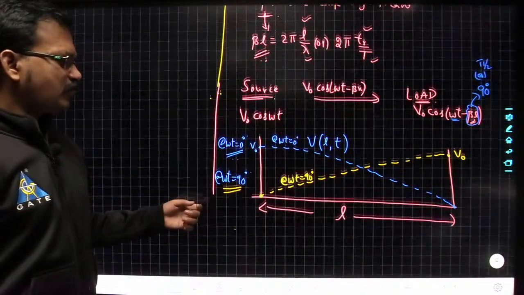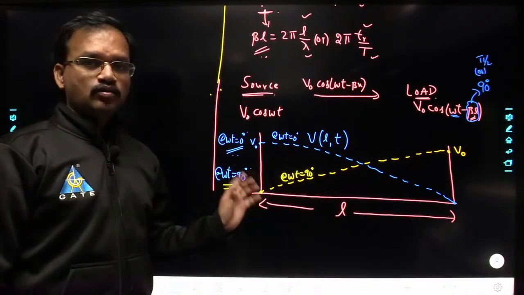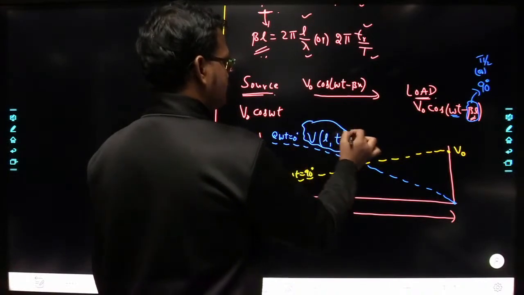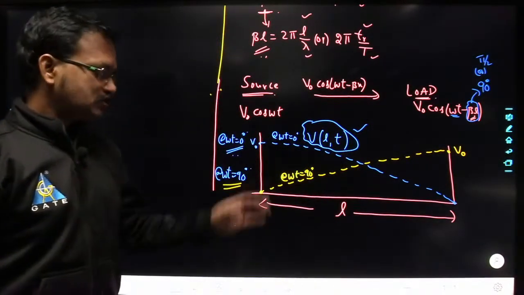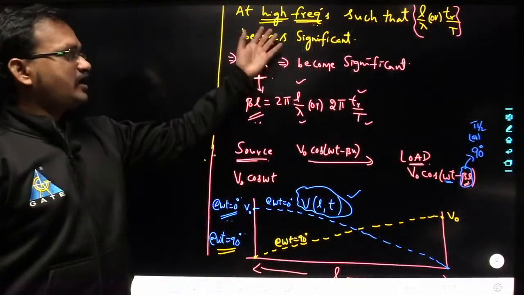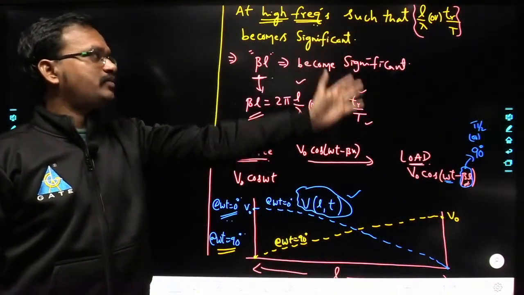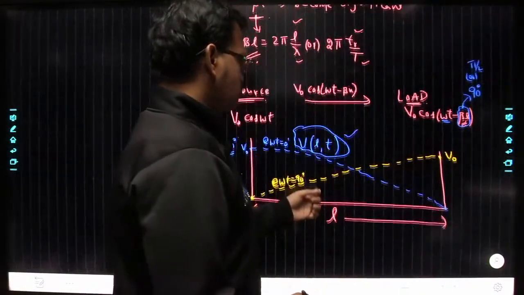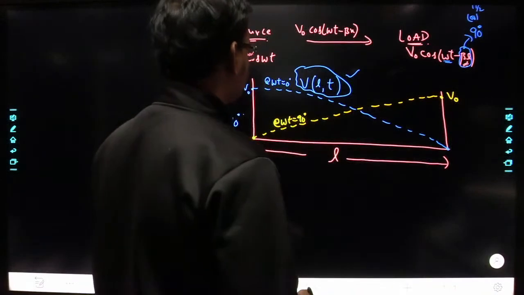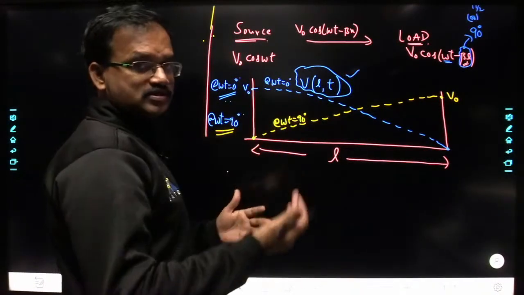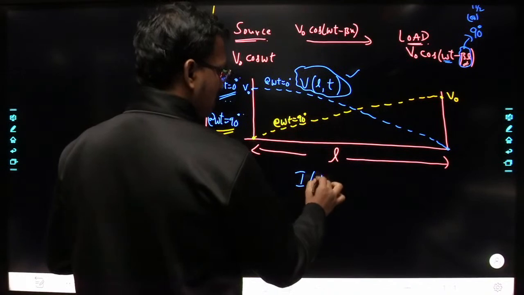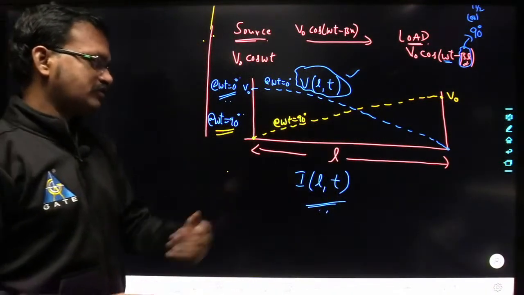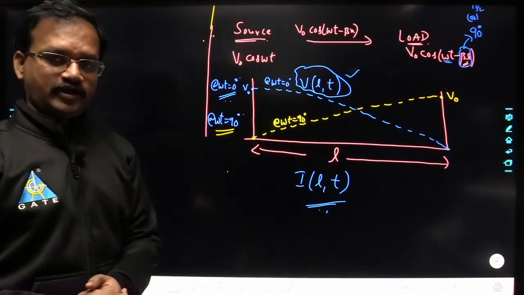So for different instants of time, if you try to draw the voltage along the transmission line, it will become a function of both space as well as time. This will occur at high frequencies, such that the L by lambda ratio, or transit time to period ratio, becomes significant. Understood? I have told you that you can analyze the same thing for the current signal also. The current will also become a function of length and time, so it is a function of space as well as time. Understood?